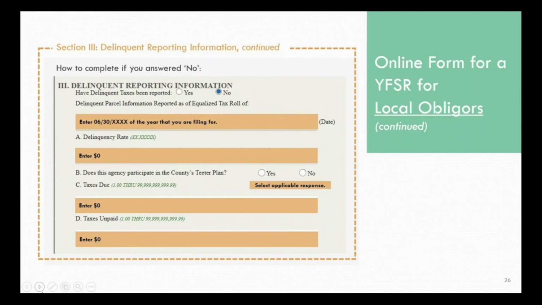If the response to "Have delinquent taxes been reported?" is no, then enter June 30th and the fiscal year for which you are filing. Since no delinquency has been reported, enter 0 in Section 3A. Next, indicate whether the agency participates in the county's Teeter plan in Section 3B, and enter 0 for taxes due in 3C and taxes unpaid in 3D.